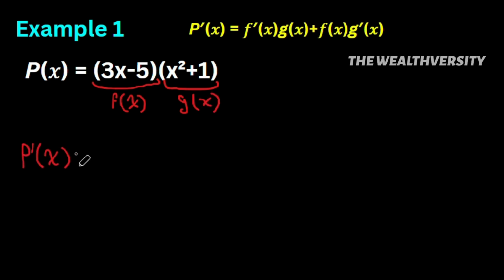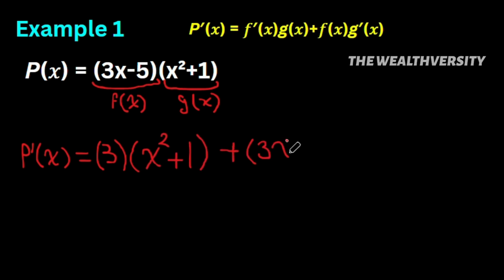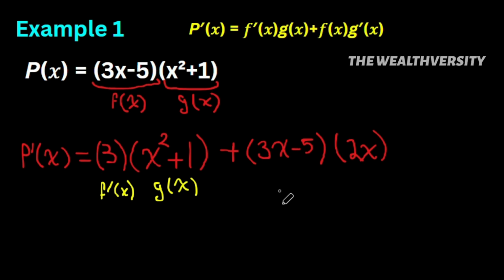P prime of x will equal 3 times x squared plus 1 plus 3x minus 5 times 2x. 3 is the derivative of 3x minus 5, so f prime of x, then x squared plus 1 stays the same. So g of x, 3x minus 5 is f of x, and 2x is g prime of x.